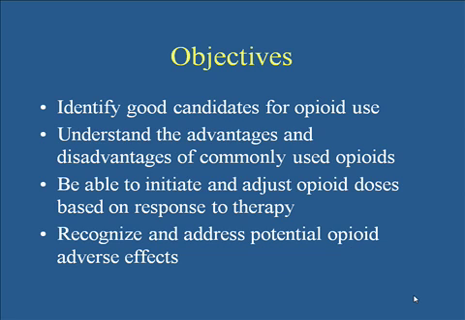The objectives for today. Number one is to identify good candidates for opioid use, particularly in the geriatric patient population. Second is to understand the advantages and disadvantages of commonly used opioids. Third, be able to initiate and adjust opioid doses based on response to therapy. And then finally, recognize and address potential opioid adverse effects.